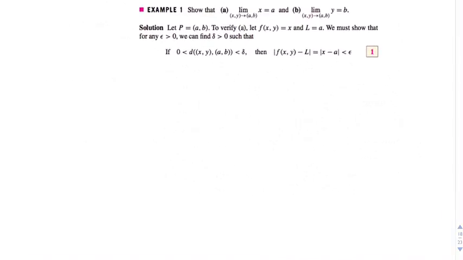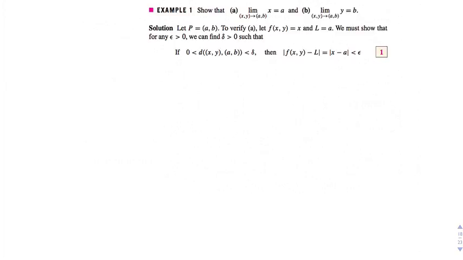So we're taking a look at this example 1. We want to show that the limit as our point approaches the center, x equals a, and in b, the limit as our point approaches the center, y is b. So we have some function. We have the center, which is our a comma b. So we're saying that as our point approaches the center, the x should approach a. And for the second one, when we consider the y coordinate, that's going to approach our b. So we're just going to follow this example.